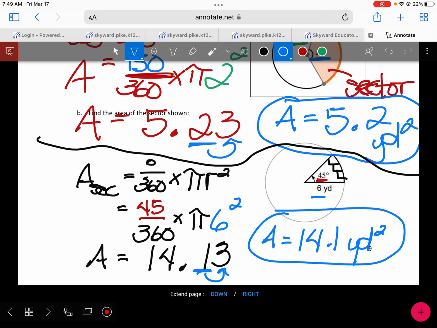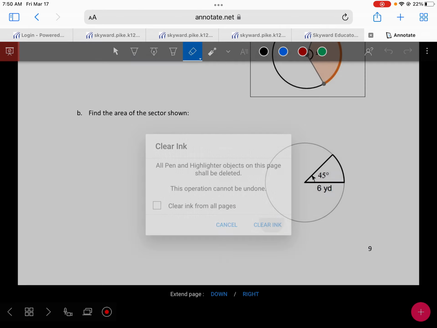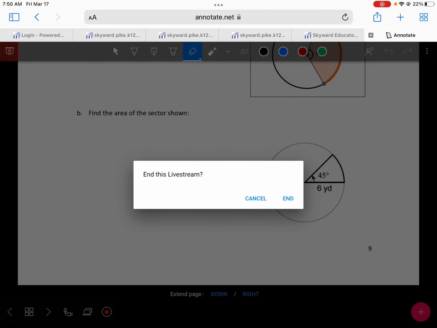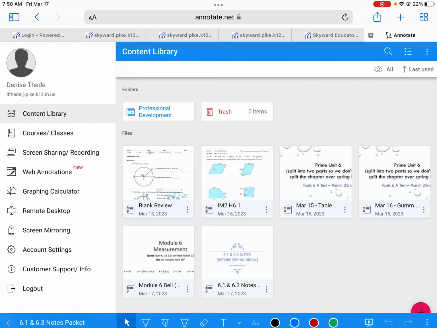Does anybody have 6.1 ready to turn in? That was the first homework assignment. You were supposed to do the front and the back. No? Okay. Let's go to the homework. And let's help you get started.